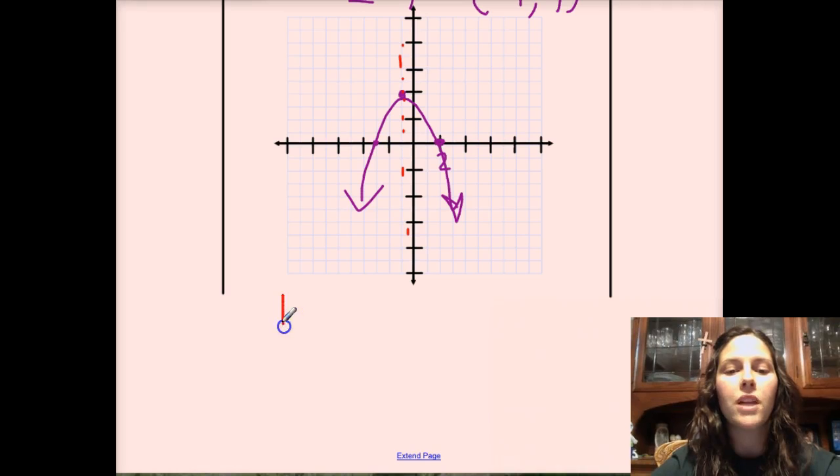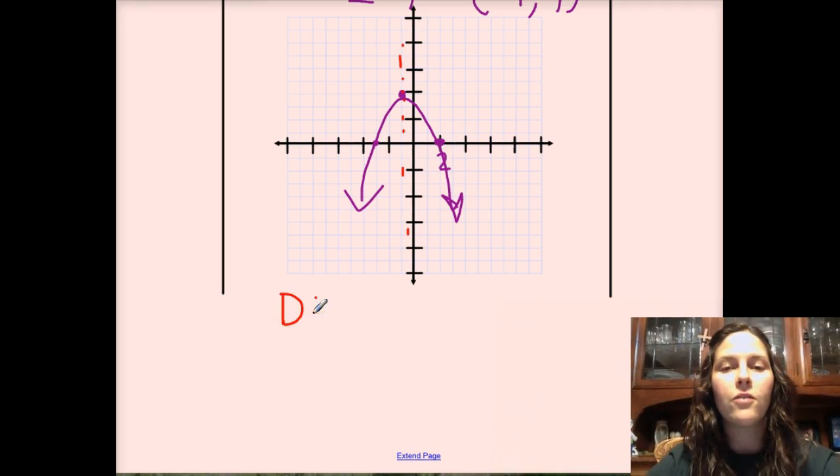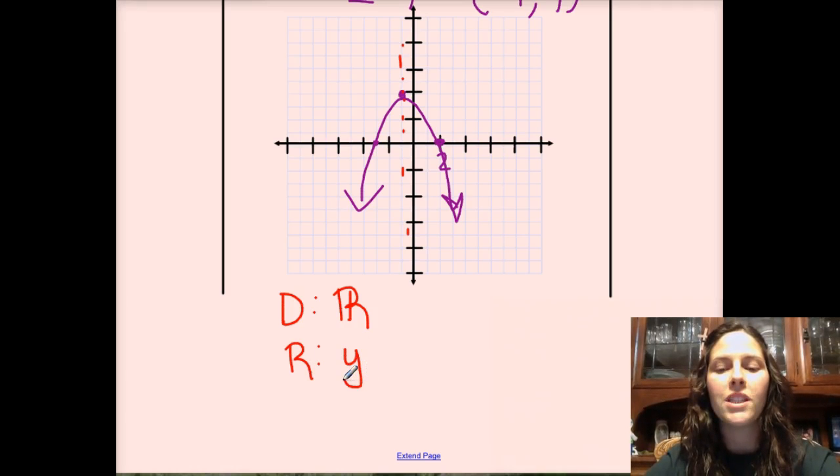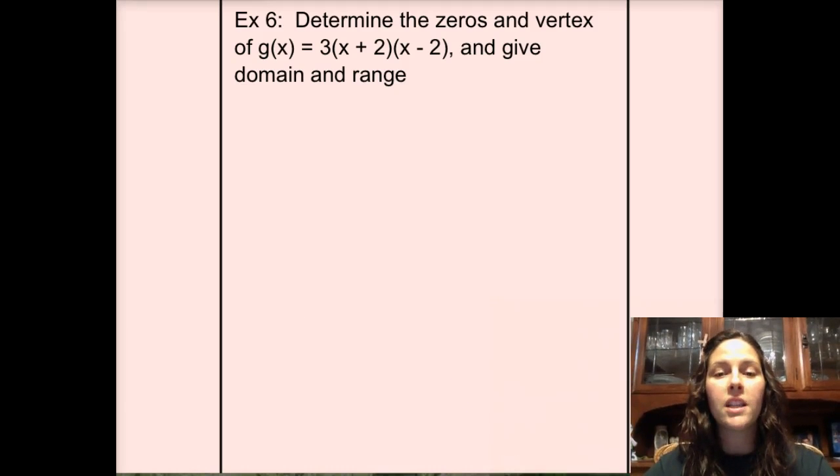Finally, we'll find our domain and range. As a quadratic function, our domain is all real numbers. Our range is based on the y-coordinate of our vertex and the fact that our graph opens down. So our range will be less than or equal to the y-coordinate of my vertex, which on this graph was 4.